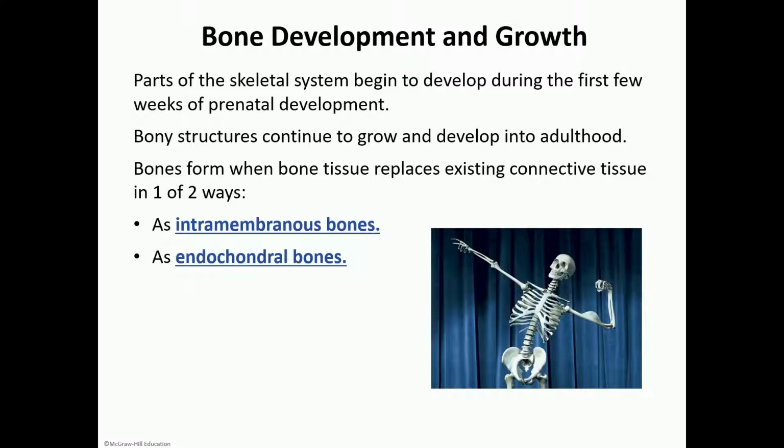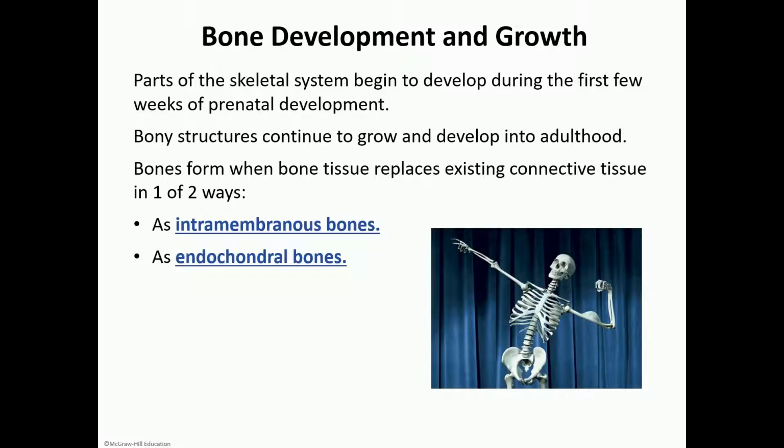Now, how is it that our bones grow and develop? The parts of the skeletal system actually start to develop in the very first few weeks of prenatal life. But we keep on growing and developing our bones way into adulthood. So you will see that some bones don't really complete the whole development process until maybe in the mid-20s. There are two different ways that we can grow bones, depending on the kind of bone.